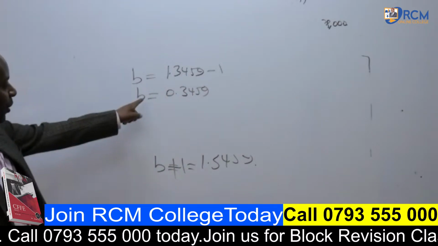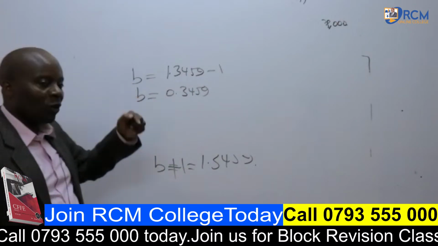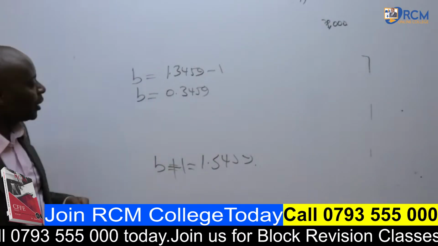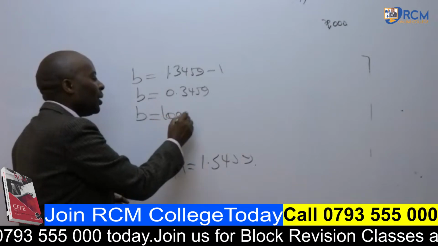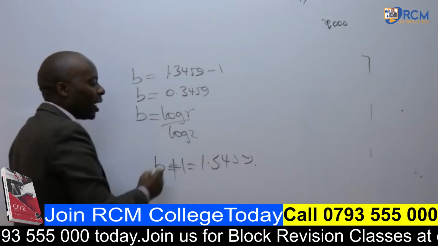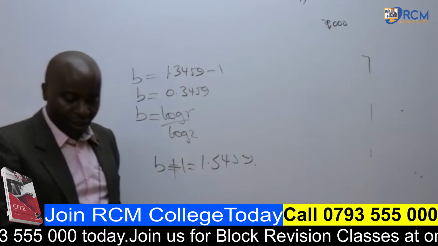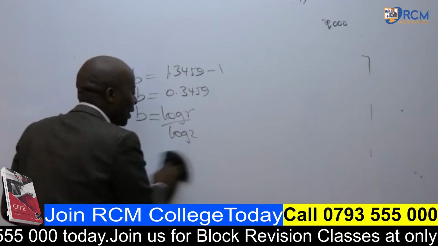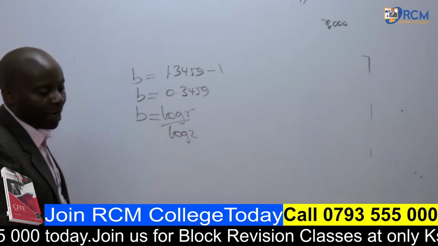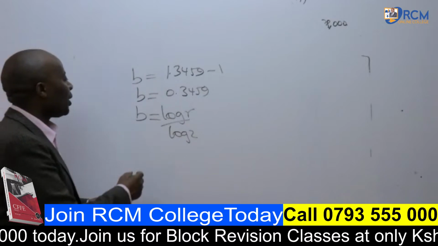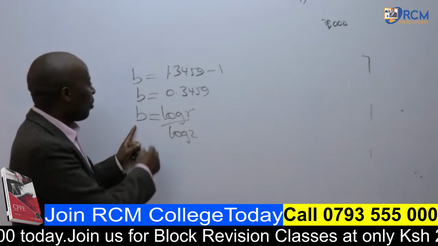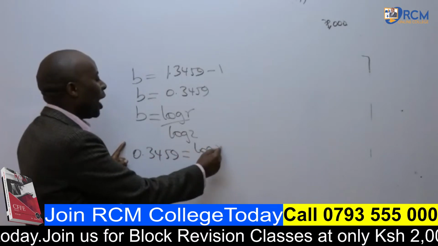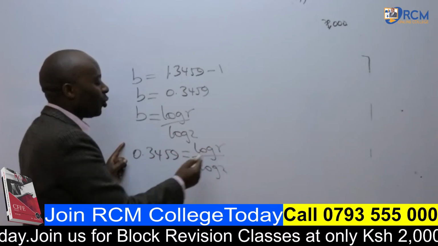It doesn't stop here. We know at the end of the day, the examiner wanted us to ascertain R. Fortunately, we are bright students. We know the formula of b. Is log R divided by log what here? Log 2. The formula of b is log R divided by log 2. So you will come straight away here. We have our b, which is 0.3459 equals log R divided by log 2.